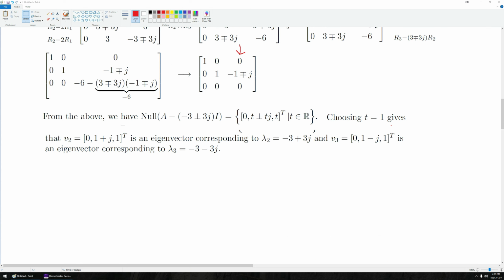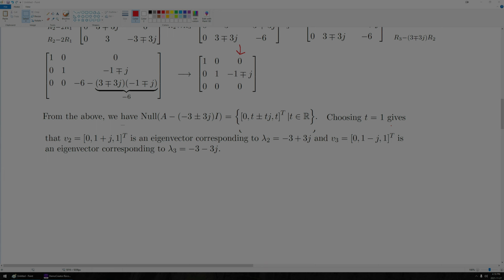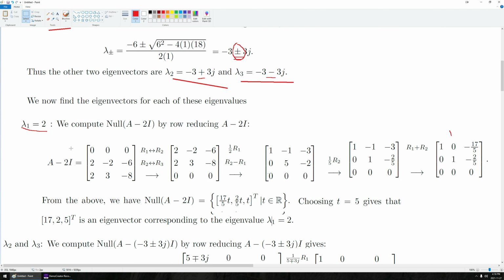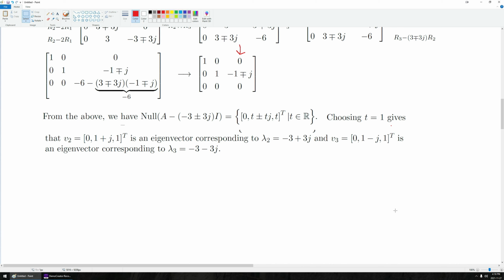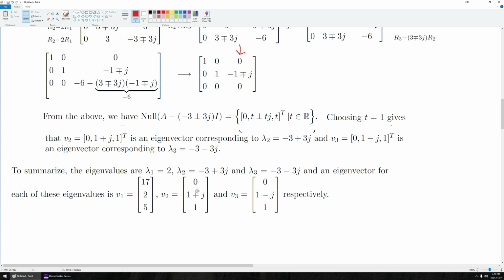Okay, so to summarize and put everything together, I have three cases. If lambda was 2, I got this eigenvector. If my lambda was equal to -3 plus 3j, I get this eigenvector. And finally, if lambda is -3 minus 3j, I get this eigenvector. It's a good idea to put all this together as a concluding statement for your proof. Something like this: to summarize, the eigenvalues are this, this, this, and an eigenvector for each one of these is this, this, this. Make sure to always say an eigenvector because there's infinitely many of them. So that's it for question 1.